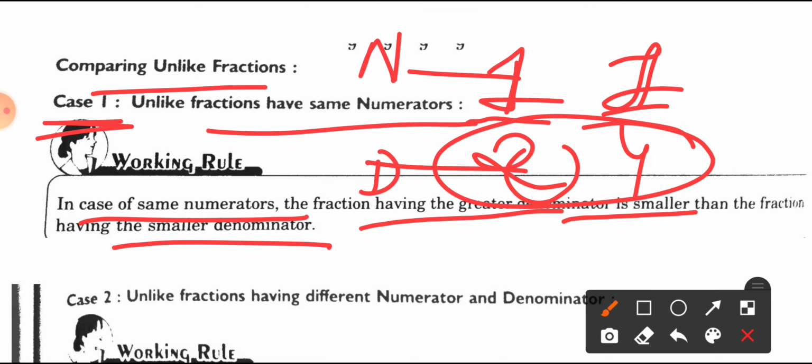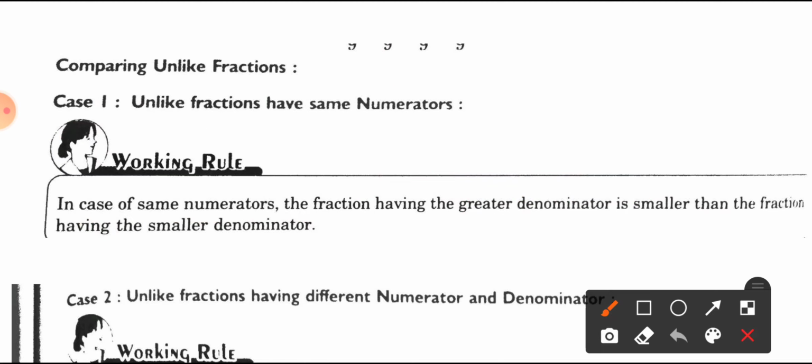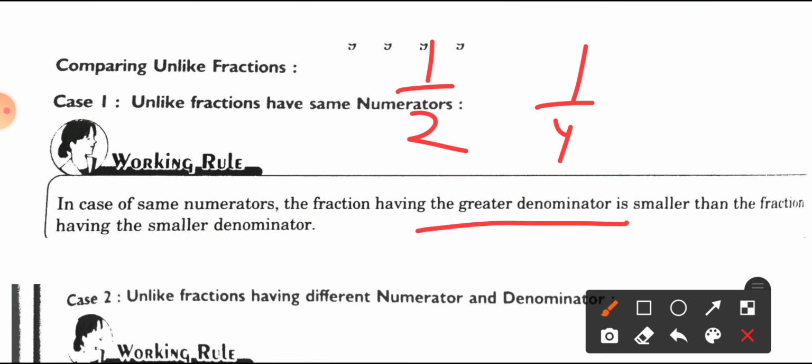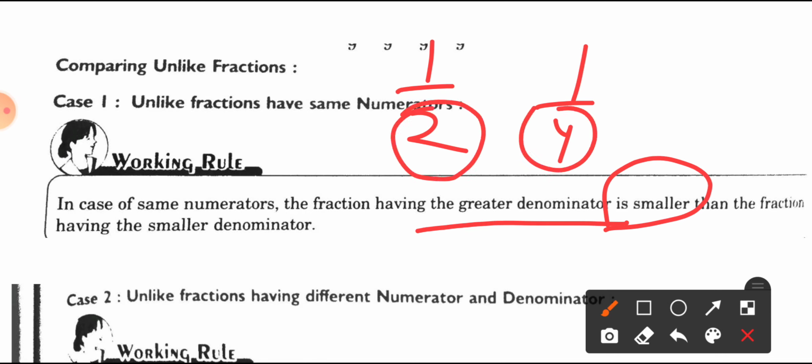So how to compare that? Which one is the greater one here? You have to compare 1 by 2 and 1 by 4. The fraction having the greater denominator is smaller. It means you have to compare 2 and 4. So which is the greater denominator here? 4 is greater. But if they have the same numerator, the one with the greater denominator will be the smaller fraction. Here 1 by 2 is greater than 1 by 4.